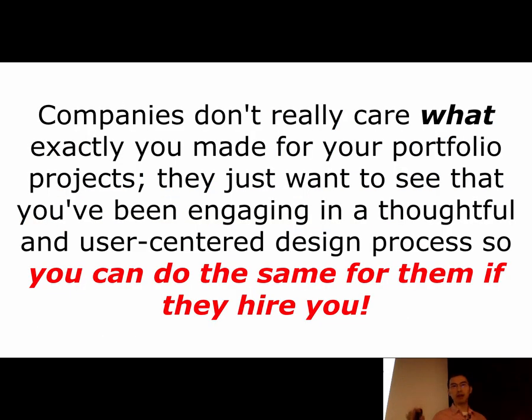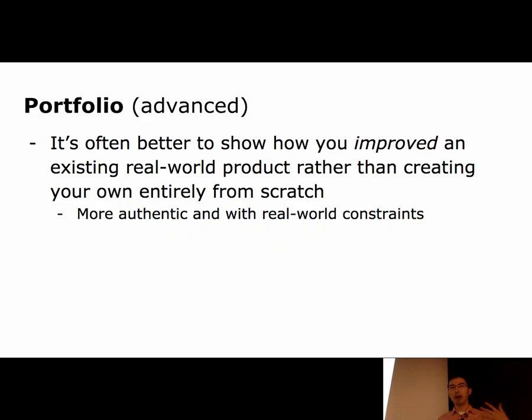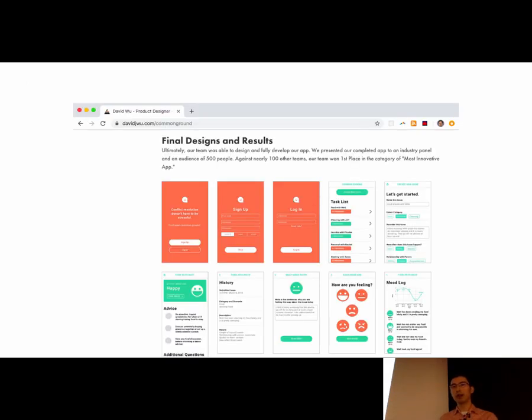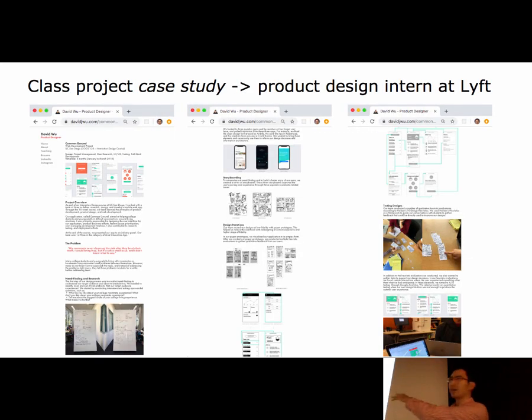Okay, so here's the big slide: companies don't really care what exactly you made for your portfolio projects, right? They just want to see that you've been engaging in a thoughtful and user-centered design process, so you can do the same for them if they hire you. This is what I was saying earlier. The exact thing that you made is not as important as showing how you made it, right? The process critique is more important than the product. That is the most important thing, showing how you did it.